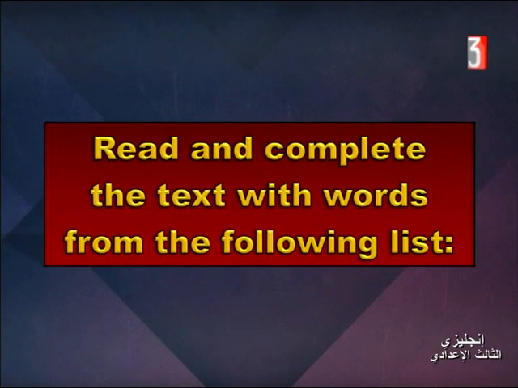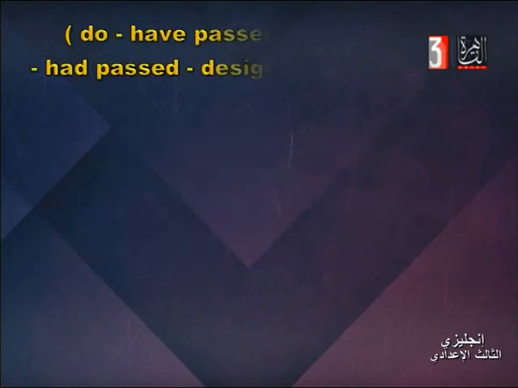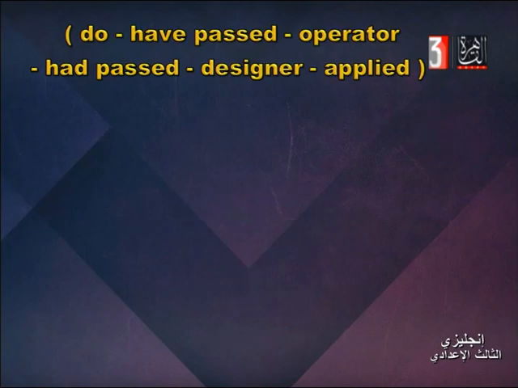After that, we have: read and complete the text with words from the following list. We have some words that complete the meaning and the sentence in a good way. Here we have do, have passed. Of course, have passed is related to the present perfect tense, the tense we explained in grammar, children. Operator, had passed, designer, applied. Had passed is related to the past perfect tense. Applied is related to the past simple.